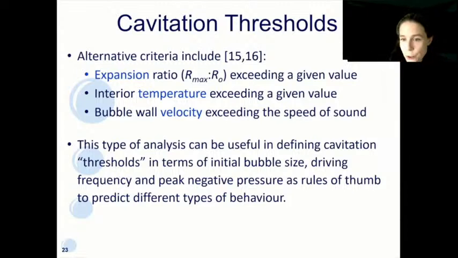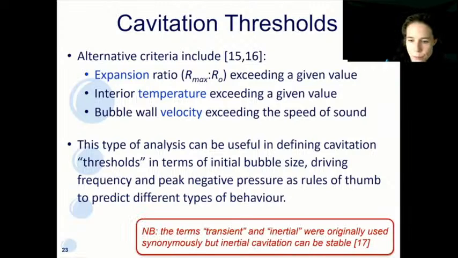So this is very useful if we want to predict how a bubble is going to behave, and we know the initial bubble size and the characteristics of the surrounding field. So this gives us a rule of thumb to predict different types of bubble behavior. As I briefly mentioned, transient and inertial were often used synonymously, but we should also note that inertial cavitation can be stable. So I'd strongly recommend inertial and non-inertial as more useful definitions.